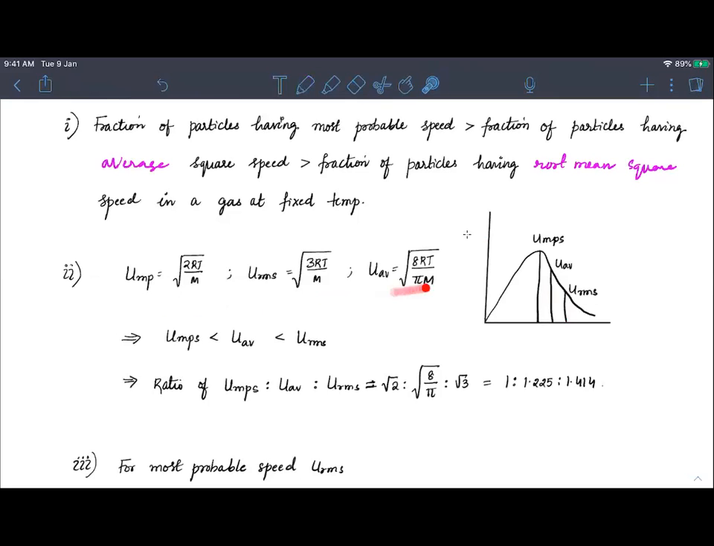And if you see the values, you know that U RMS is more, and if I take the ratio, that would come as √2, √(8/π) and √3. So that would be 1 : 1.128 : 1.225. This is what you will get as the ratio. Okay, the ratio as well as this part, directly, as mains questions have been asked a lot of times, so you better remember this.